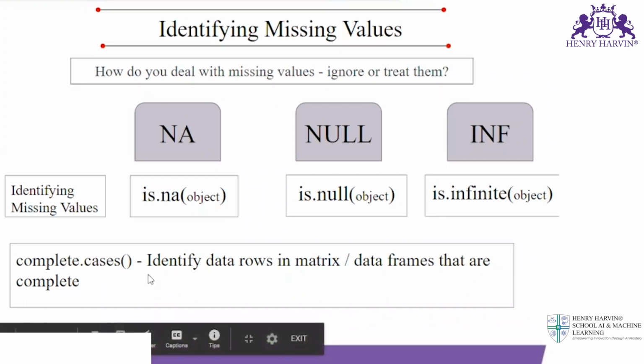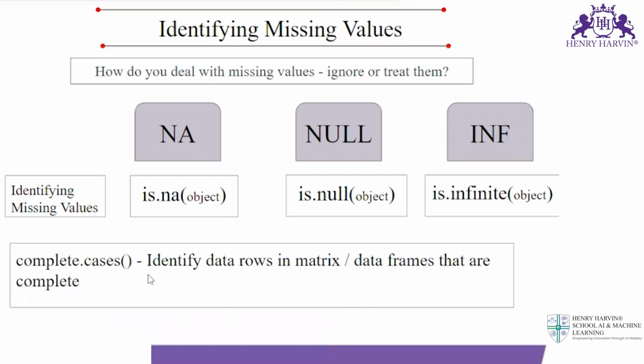Now, the next one is complete.cases. The complete.cases function helps you to identify all the rows in the data set, be it a matrix or data frame, that are complete, where there are no missing values.